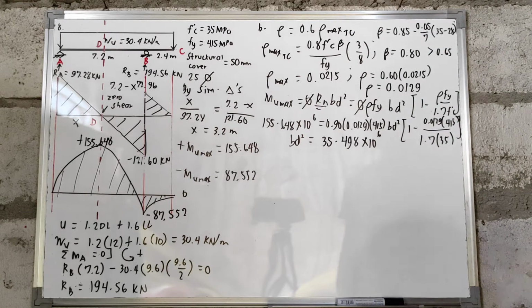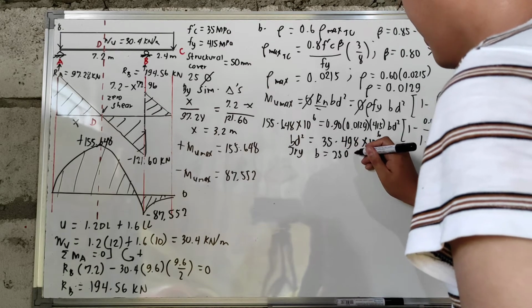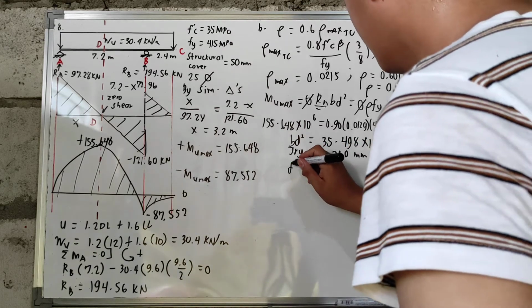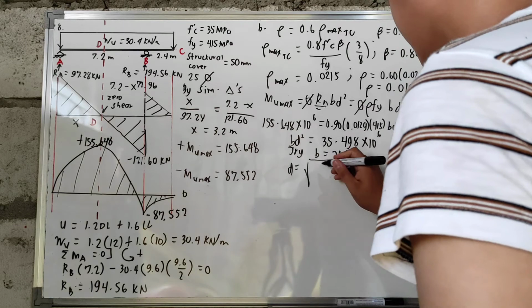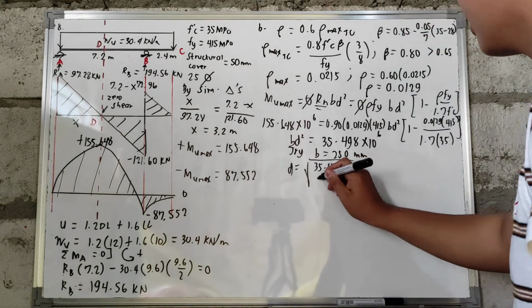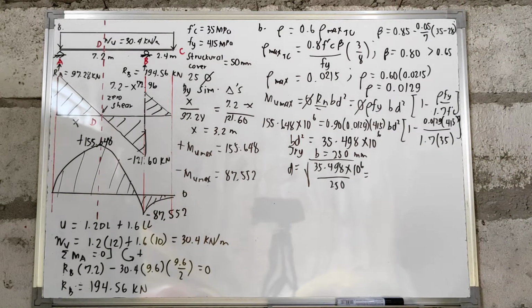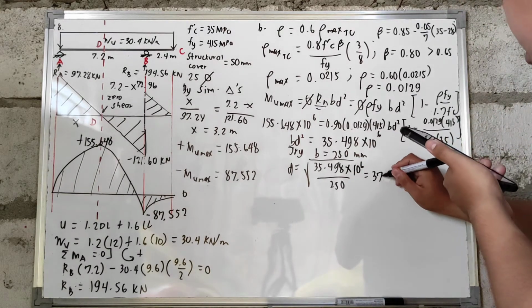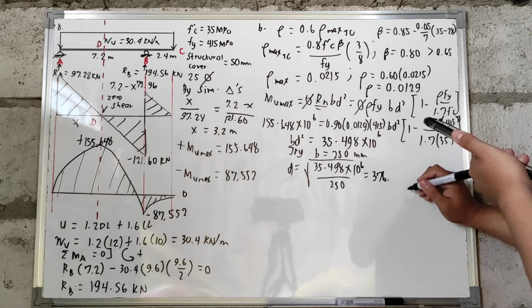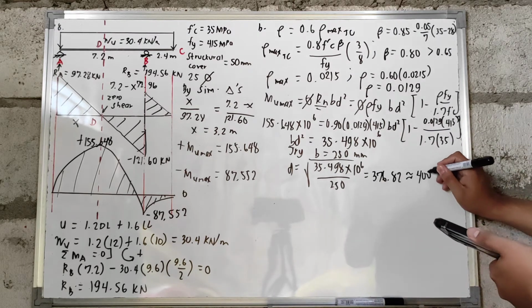Next, after that, we will just try. Sabihin natin, try. B is equal to 250 mm. So, yung value ng D natin, that will become the square root of 35.498 times 10 raised to 6 over 250. So, you will have a value of your effective depth, which is equal to 376.82. Kaso nga lang, sabi ko nga sa inyo, dapat divisible by 50s tayo. That's why we're going to approximate that to 400 mm.